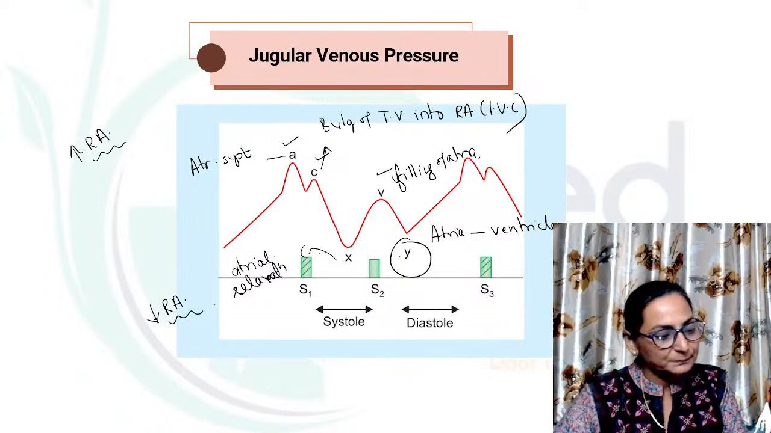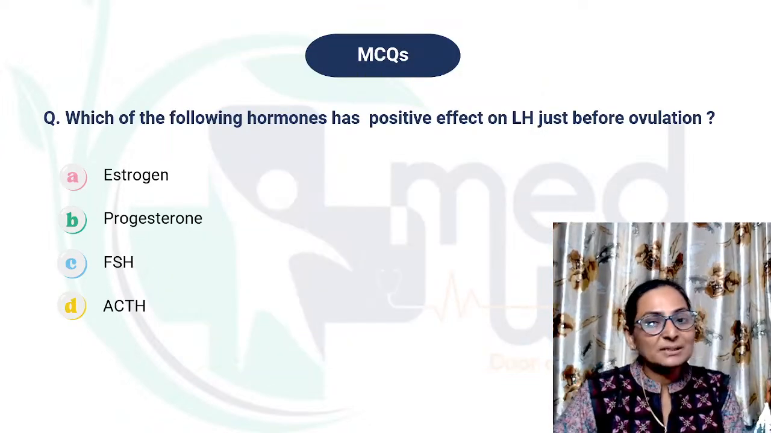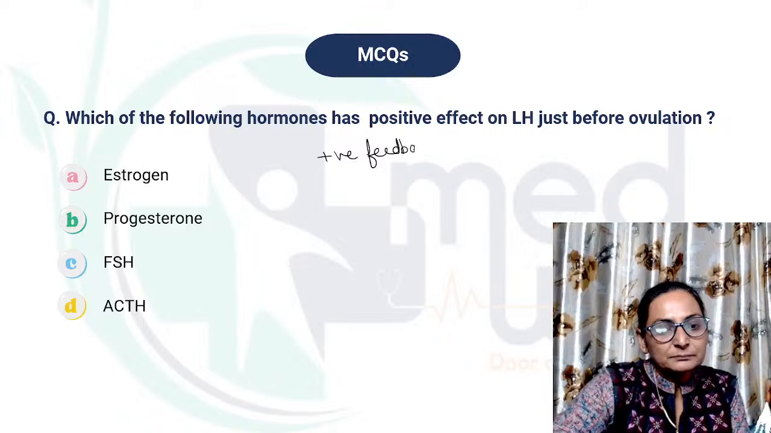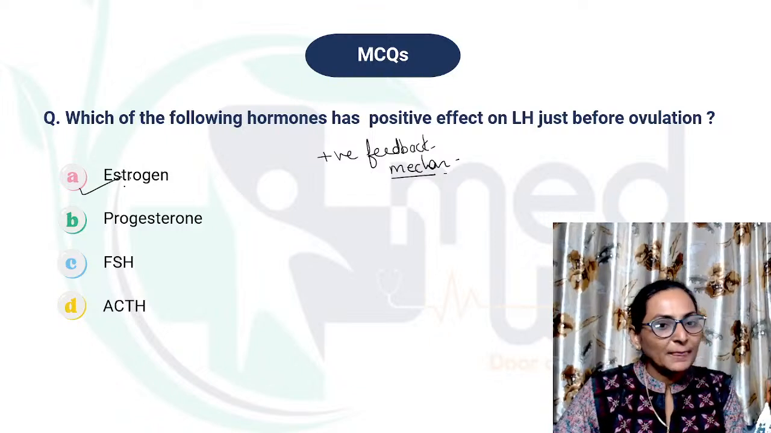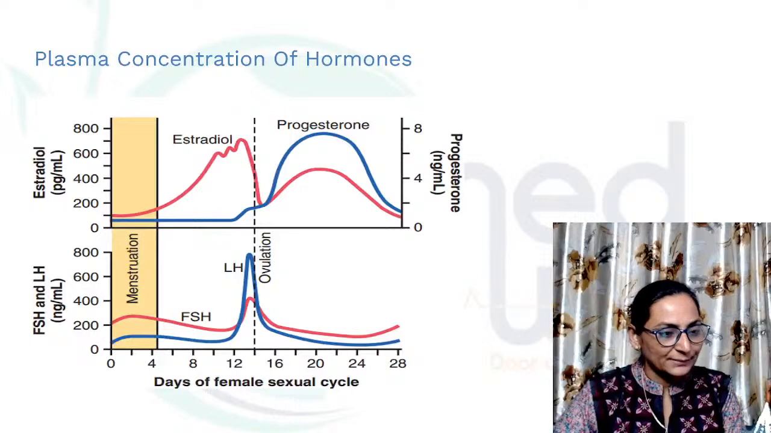Now, which of the hormones has a positive effect on the LH surge? It is an example of a positive feedback mechanism, and it is because of estrogens. Due to an unknown reason, estrogens normally do not have any stimulatory effect on LH, but it is only during ovulation that they have a positive feedback effect on LH.